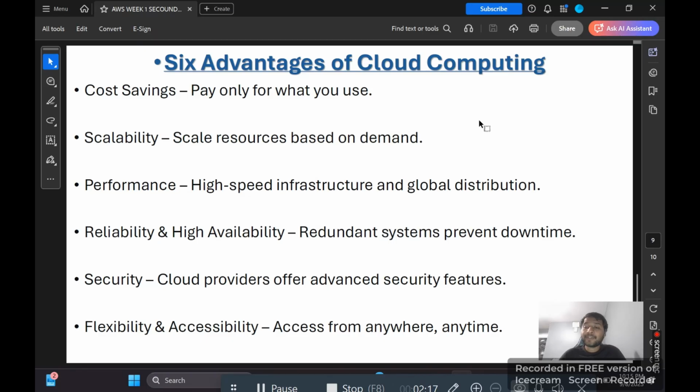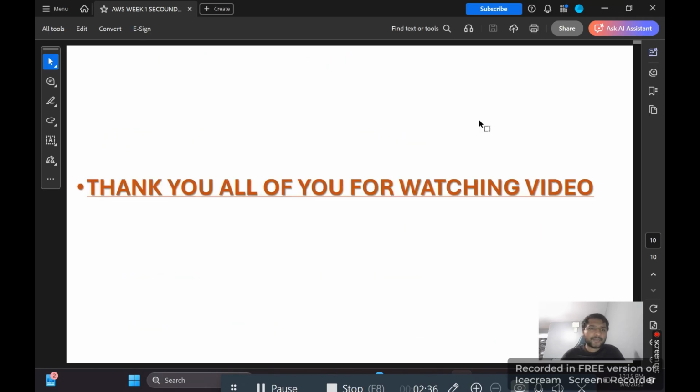Redundant systems prevent downtime. Security, cloud providers offer advanced security features. You don't need to worry about your private information, so it is very secure. Flexibility and accessibility, access from anywhere, anytime, which I told you a few minutes ago.